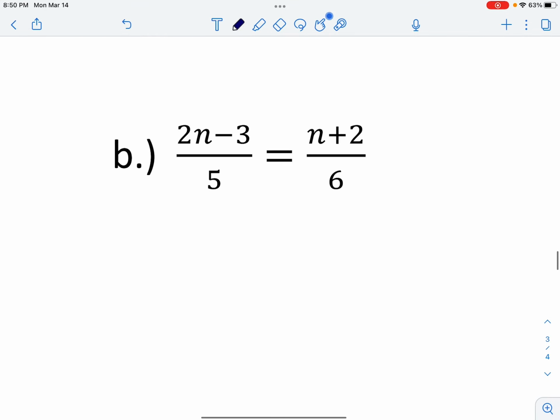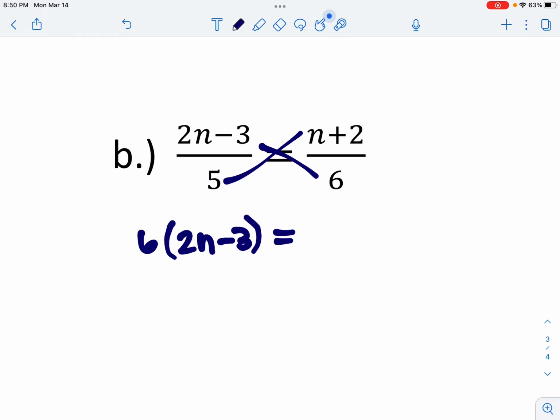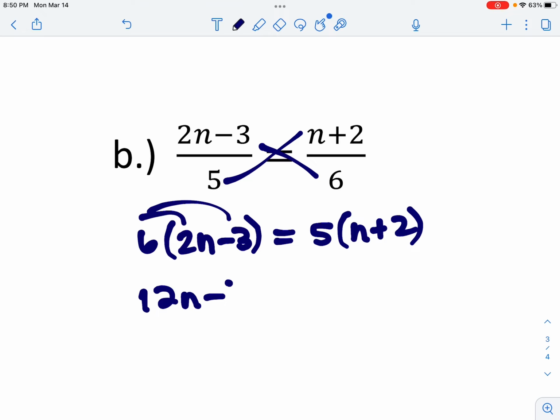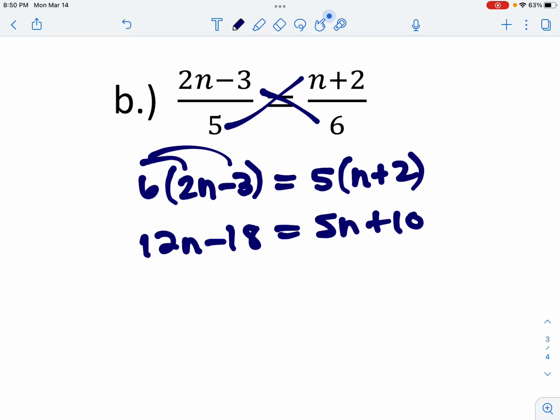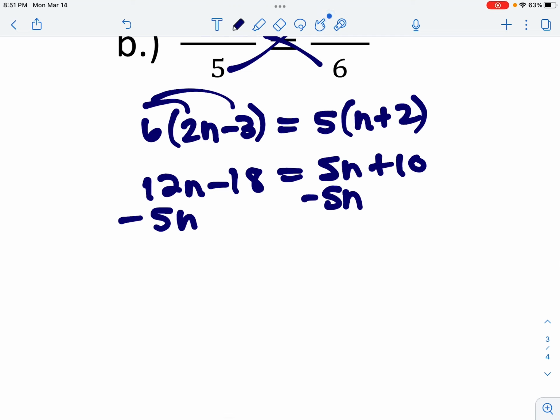All right, B. Now we have two problems where we're going to distribute. So we're going to have 6 times n minus 3 is equal to 5 times n plus 2. Distribute. So 6 times 2n is 12n minus 18 is equal to 5n plus 10. I have variables on both sides, so now I'm going to have to move all the variables to one side and everything else to the other. So I'm going to subtract 5n from both sides. I get 7n minus 18 equals 10.